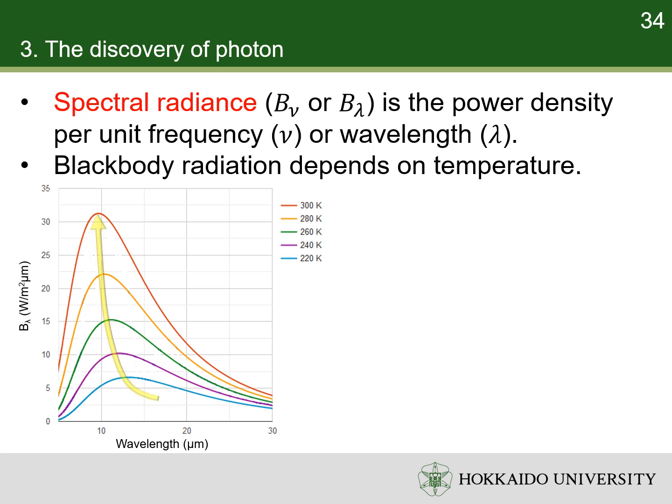The total radiance, which is equal to the area below the curve, increases with temperature. That is, hotter substances' blackbody radiation is brighter. Meanwhile, as the temperature increases, the peak of the emitted blackbody radiation curve moves to shorter wavelengths.